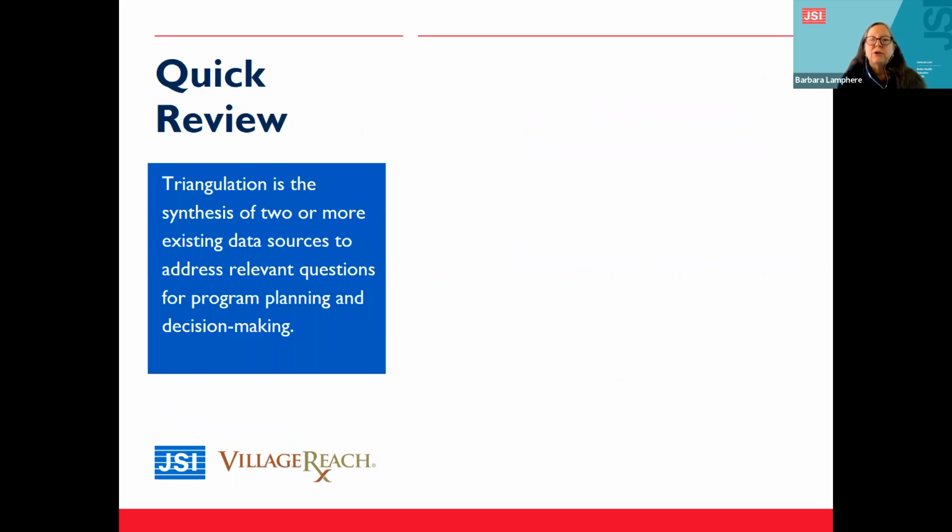Let's do a quick review of some of the data triangulation concepts we discussed last week. Let's first start with the definition of data triangulation. Data triangulation is a synthesis of two or more existing data sources to address relevant questions for program planning and decision-making. It's really about turning data into reliable information for action.